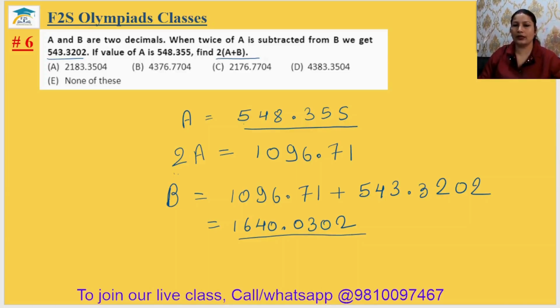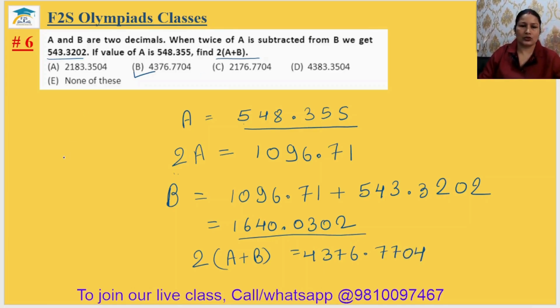So you will get 4376.7704. It is in the option number B. So you can say 2 into A plus B will be equal to 4376.7704. Sixth answer will be option B.